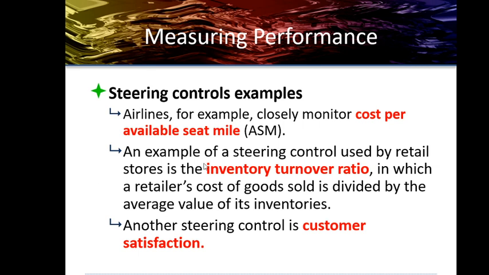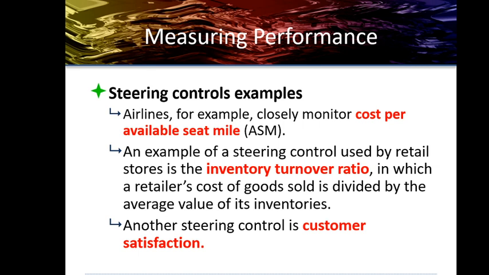Another example of steering control used by retail stores and supermarkets is the inventory turnover ratio, in which a retailer's cost of goods sold is divided by the average value of its inventories. It means that, for example, your sales are 100,000 JD or dollars in a month as a supermarket, or in a week. Now you also have to take into consideration the cost of inventory.